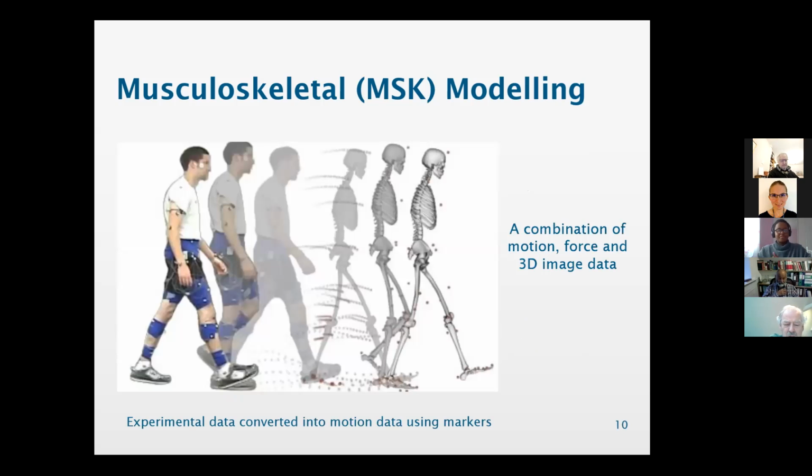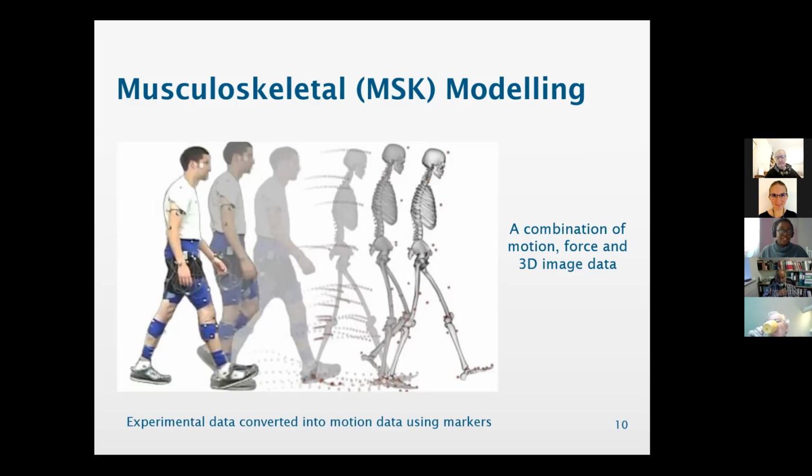So to actually generate an MSK model, you need a combination of different types of data. And the three main ones would be motion data, force data, and image data. So the image on the slide actually demonstrates how we can move from somebody walking in a lab to our MSK model. So here we have a person, and they have attached to them various electrical measurement devices, but the most important one are these markers. And as the person moves, the position of these markers are recorded and then translated onto a computer to get what we have on the right-hand side, which is the model.